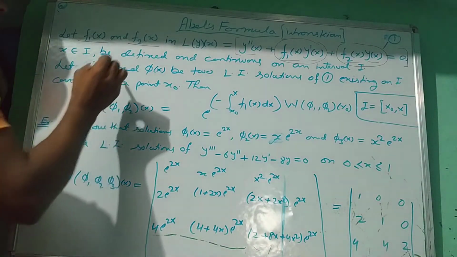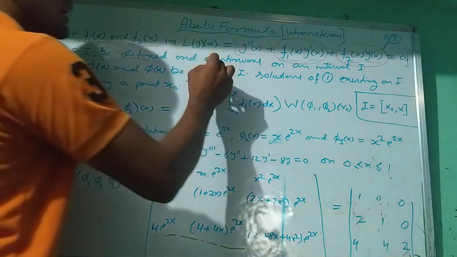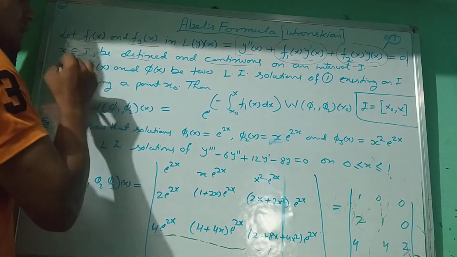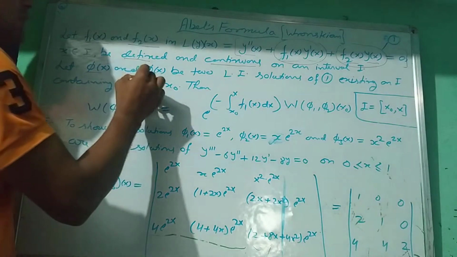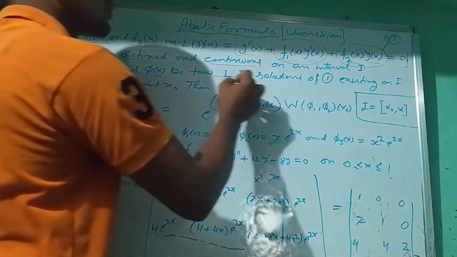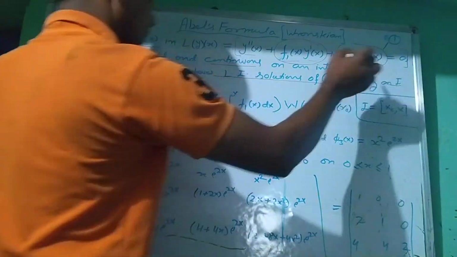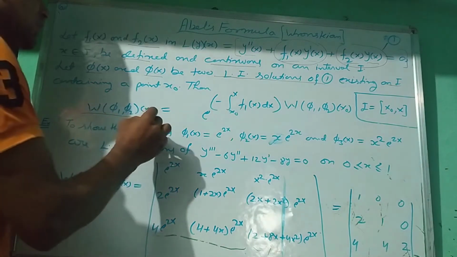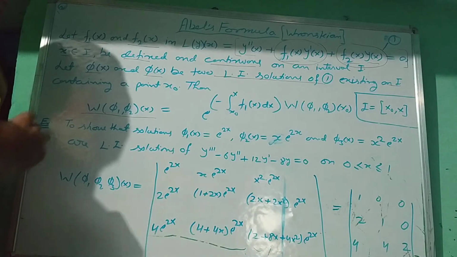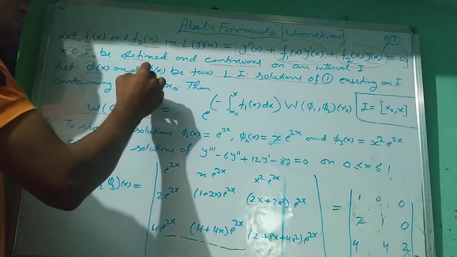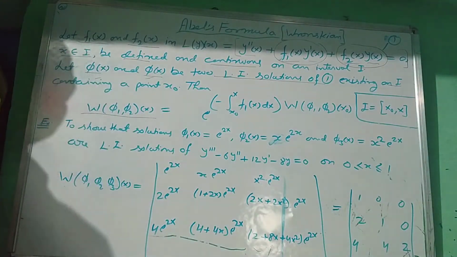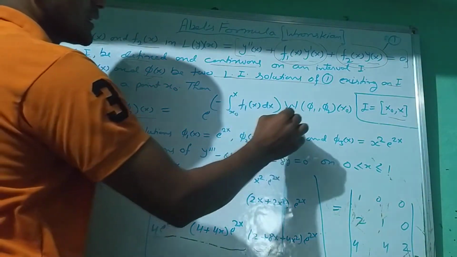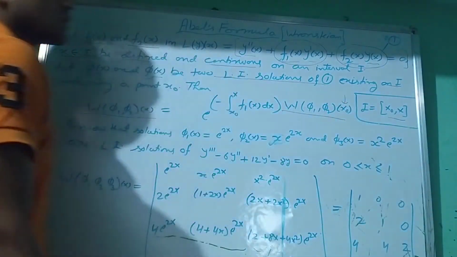Both functions are defined and continuous on an interval I. Let phi 1 and phi 2 be linearly independent solutions of the differential equation on the interval I. Then the Wronskian of the given solutions phi 1 and phi 2 on this complete interval equals e to the power minus integral from x naught to x of f1(x) dx, times the Wronskian at the initial point x naught.